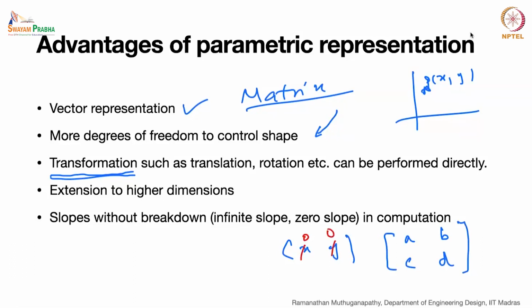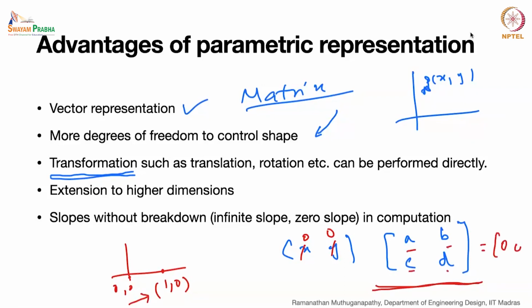And I want to use this matrix to translate this. Let's say I want to go from 0 0 to, let's say, 1 0. If I use this 2 by 2 matrix, do you think we can achieve this goal of going from 0 0 to 1 0? No, sir. If you apply it to 0 0, whatever these values A, B, C, D are, you will get 0 0. So briefly, there is no translation possible with a 2 by 2 matrix. That is where we have to go for a 3 by 3 matrix.